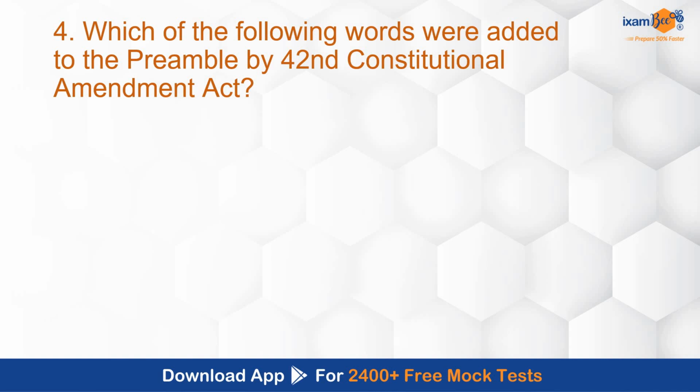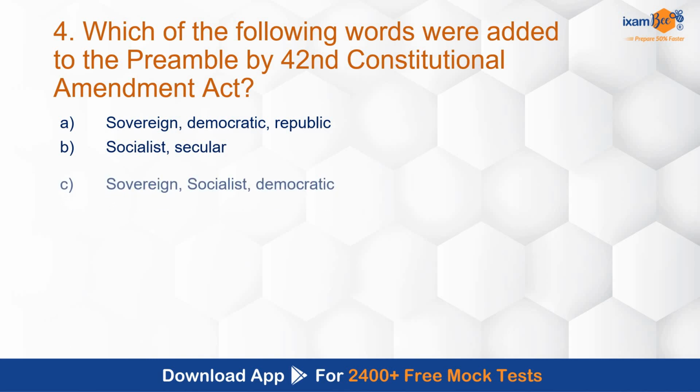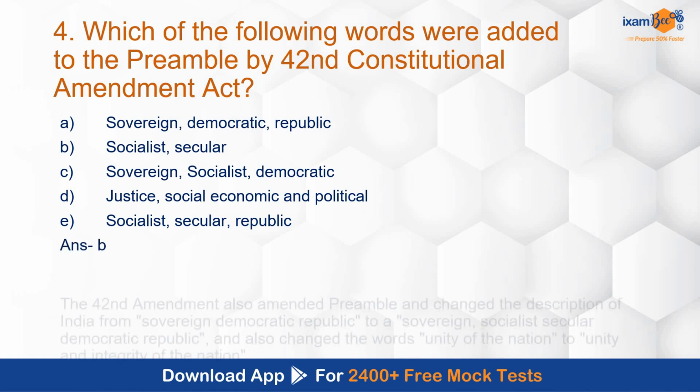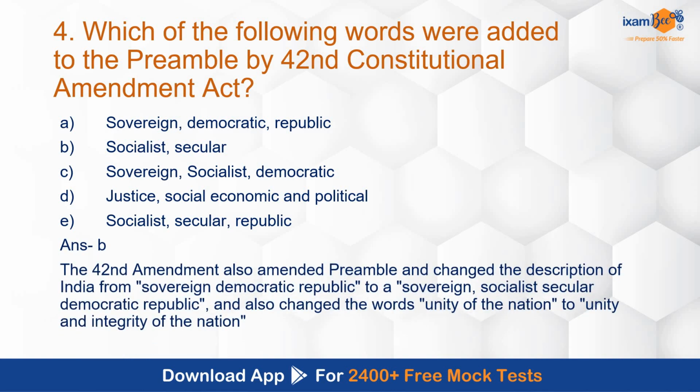Question number 4. Which of the following words were added to the preamble by 42nd Constitutional Amendment Act? So you can see the amendment of the preamble came twice. Sovereign democratic republic, socialist secular, sovereign socialist democratic, justice social. You know the answer. It's socialist secular. The correct answer is B.